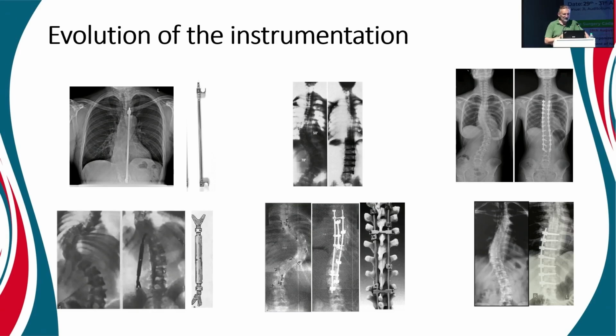cohorts. On the slide, we can see the evolution of the different instrumentation for correction of idiopathic scoliosis. There are different distractors: Harrington, Luque method, Cotrel-Dubousset system, and now the gold standard is posterior fusion with all-screw fixation, sometimes anterior fusion with screws and interbody fusion.